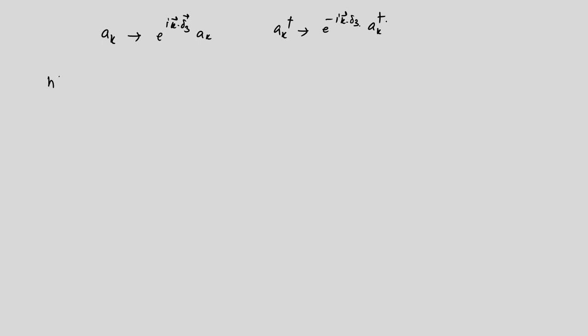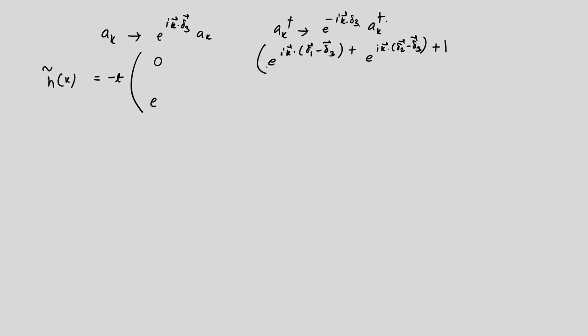So we will write this H of k, but now because we made this transformation, let us write it with an H tilde. It is equal to minus t times a matrix with 0 here, and exponential i k dot (delta 1 minus delta 3) plus exponential i k dot (delta 2 minus delta 3) plus 1, and then the conjugate term, exponential minus i k dot (delta 1 minus delta 3) plus exponential minus i k dot (delta 2 minus delta 3) plus 1, and there is a 0 here, and that becomes the matrix.